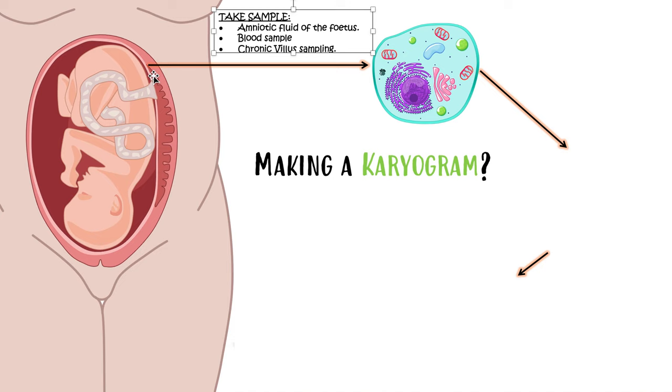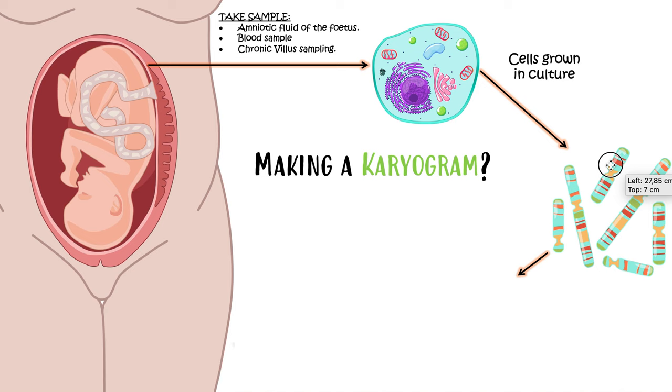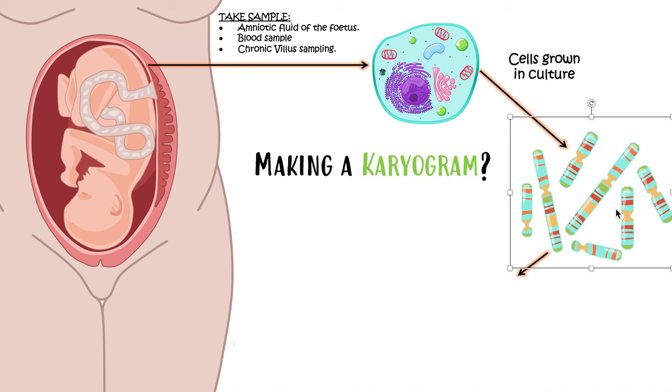Then they can take these cells and culture them, meaning they can grow the baby cells, make many of them. Then they can destroy the whole cell except the nucleus, so they can have the chromosomes. Now the chromosomes, like I said, are a mess. It's not going to be this organized. It's going to be a complete and utter mess.